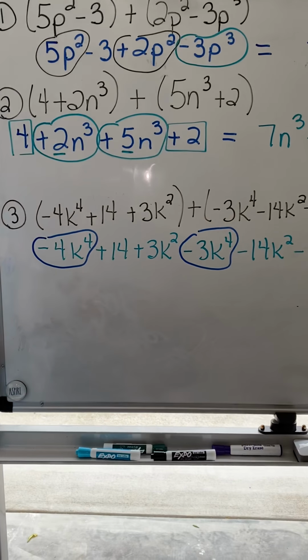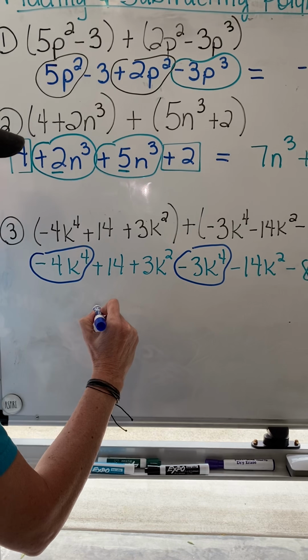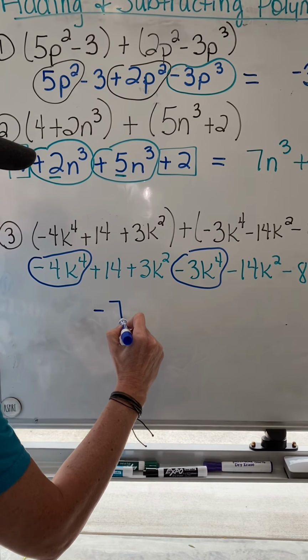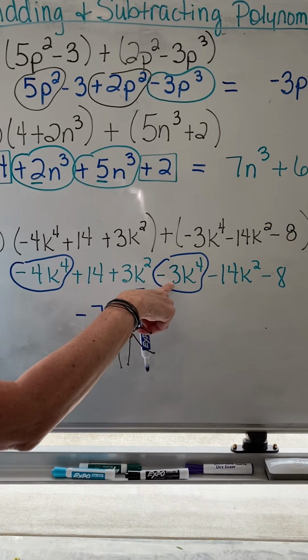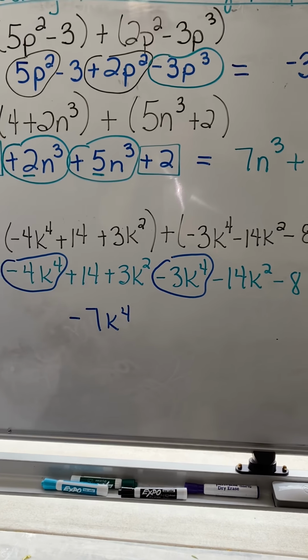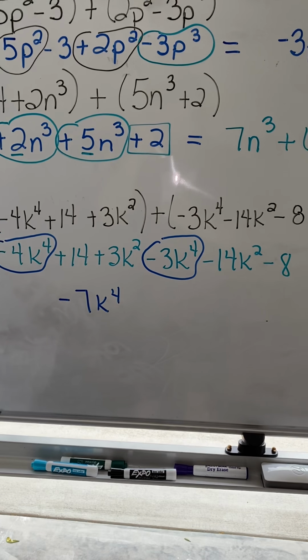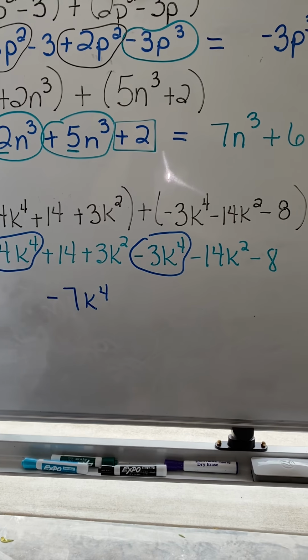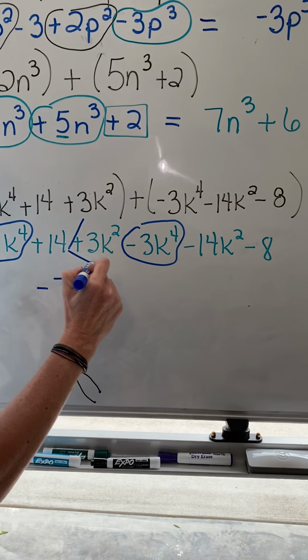So if I have -4k to the fourth minus 3k to the fourth, that's going to give me negative 7k to the fourth, because negative 4 minus 3 more is negative 7. So now I'm going to look through. I don't have any with an exponent of a 3, but I have a couple of terms with an exponent of a 2. So that's going to be these terms right here.